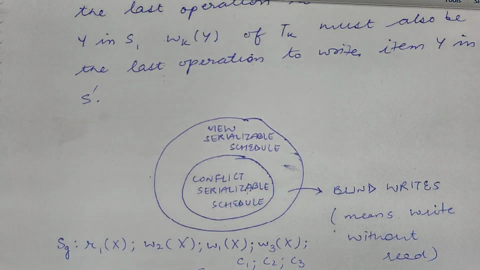It simply means that every conflict serializable schedule is view serializable, but every view serializable schedule is not conflict serializable. And the view serializable schedules which are not conflict serializable are the cases where we perform blind writes. Blind writes means we are just writing the value without reading it. Blind write means write operation without read.